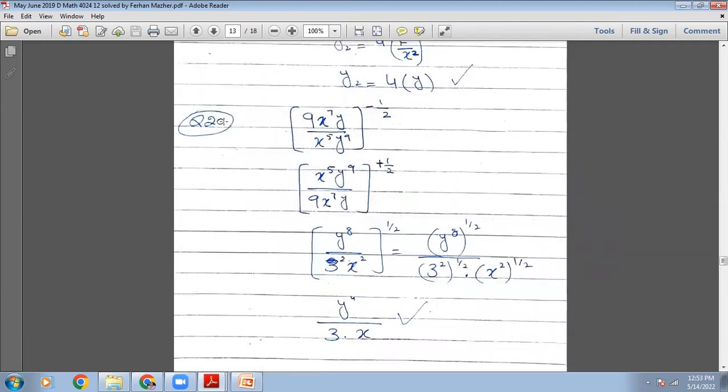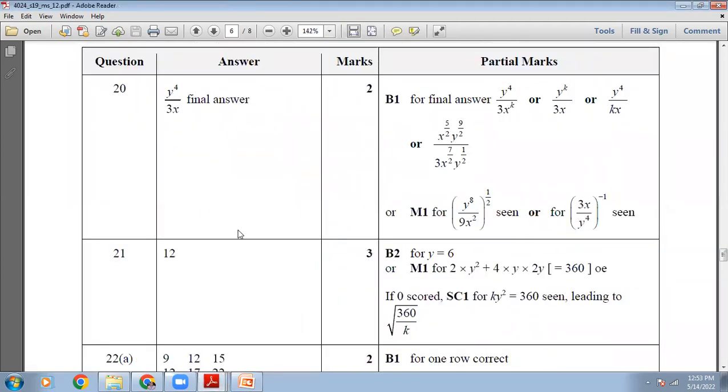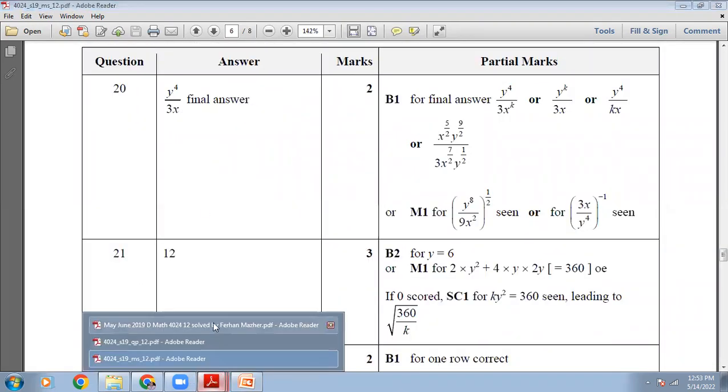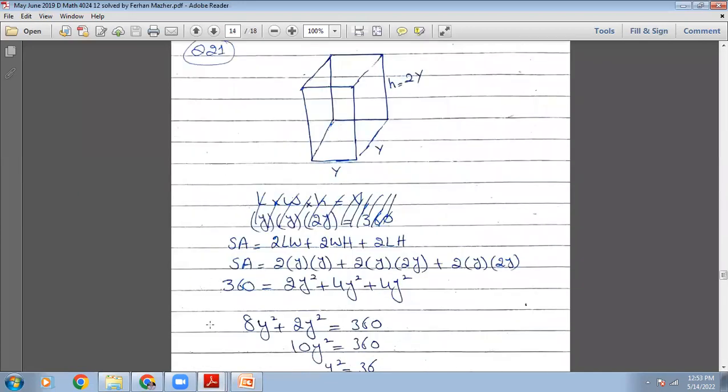So the whole question is showing up on your screen. I hope you understand this question. So let's have a look at the marking scheme. What the marking scheme has to say: it says y raised to power 4 divided by 3x. So our answer was also y raised to power 4 divided by 3x. Okay, so we are going to the next question.